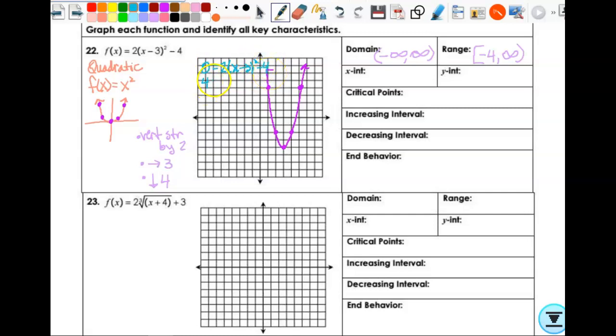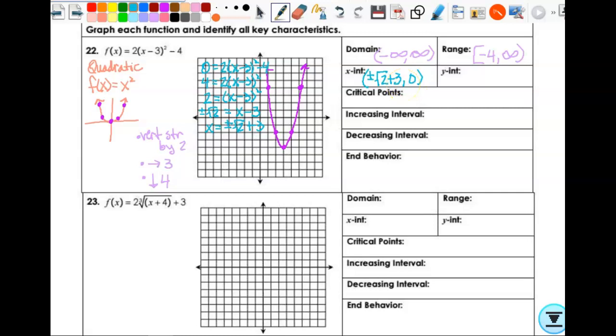So add 4, I get 4 equals 2 times x minus 3 squared. Divide by 2, I get 2 equals x minus 3 squared. Then I take the square root of both sides. So on the left, I get plus or minus the square root of 2 equals x minus 3. So x is equal to plus or minus the square root of 2 plus 3. So I have 2 x-intercepts. That's why I have that plus or minus. So it is plus or minus the square root of 2 plus 3, comma, 0. Those are my 2 points.